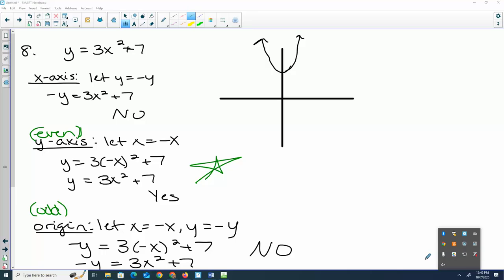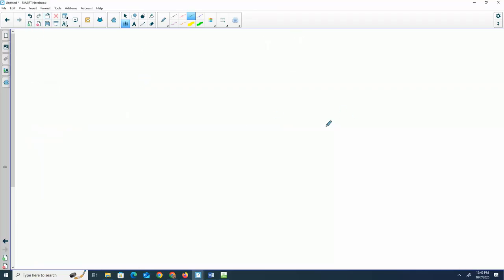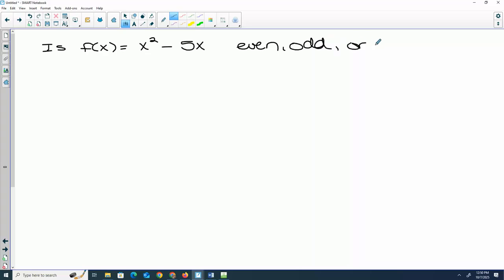So this one, because it's symmetric to the y-axis, it would be even. What if, I'm going to add in a question, so you can do this in the margin or something. What if I said, is f of x equal to x squared minus 5x, even, odd, or neither?